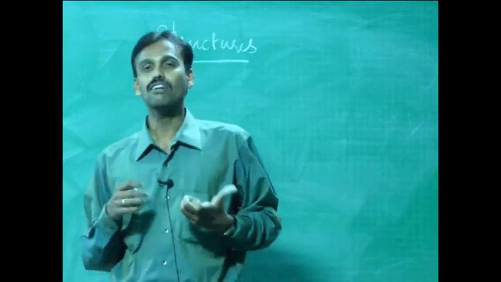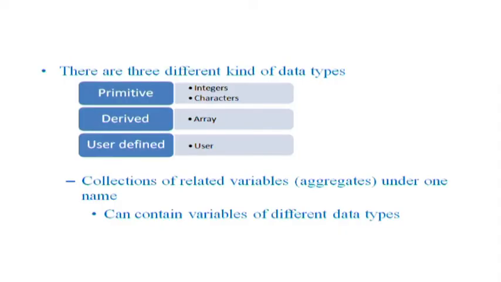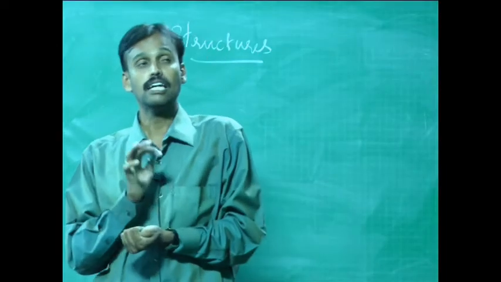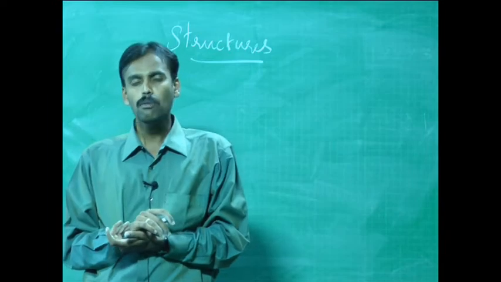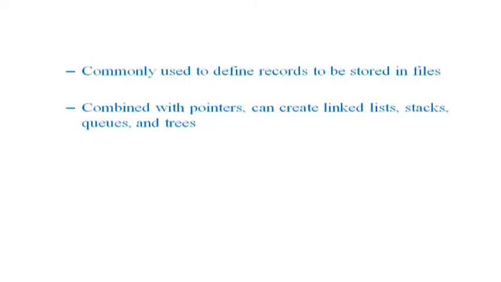To start with, what are structures? Structures are collections of related variables, all grouped under a single name. So, this is going to be a collection of different data types which are tied together under a single name. It can contain variables of different data types. These are commonly used to define records to be stored in files.